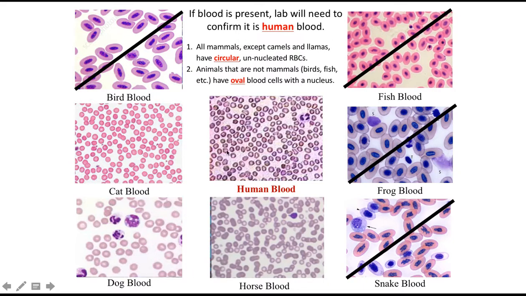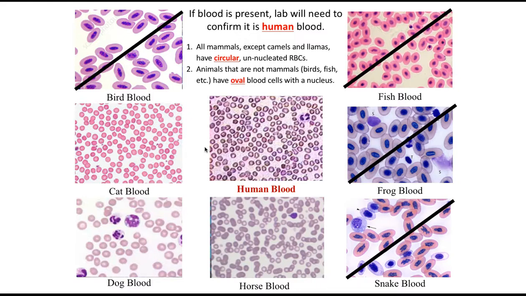Now these four options here are all very circular. We have horse, dog, cat, and human, and unnucleated. So it brings us a step forward, right? If our blood cells are circular and not nucleated, or they do not contain a nucleus, then we know it's at least a mammal, but we still cannot confirm that it's a human.